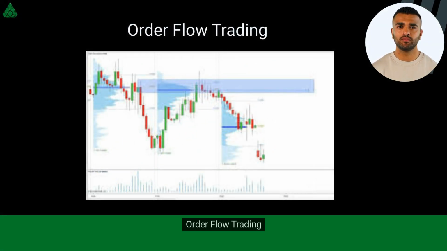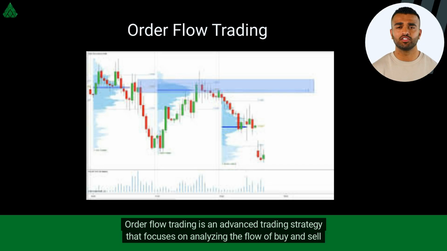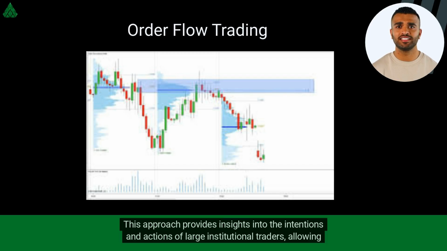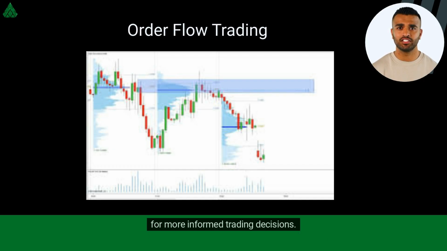Order flow trading. Order flow trading is an advanced trading strategy that focuses on analyzing the flow of buy and sell orders in the market. This approach provides insights into the intentions and actions of large institutional traders, allowing for more informed trading decisions.